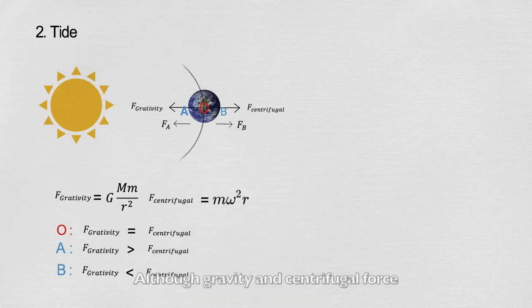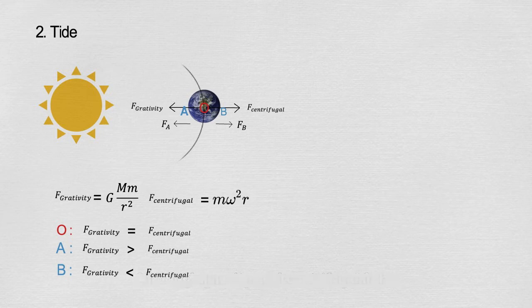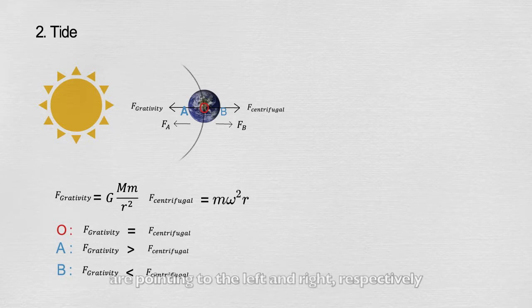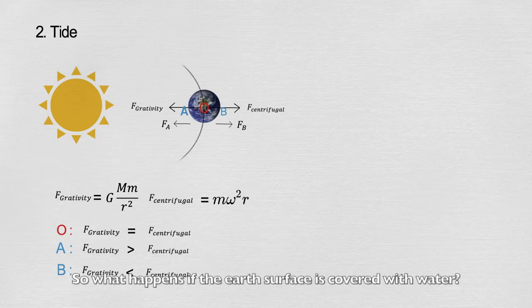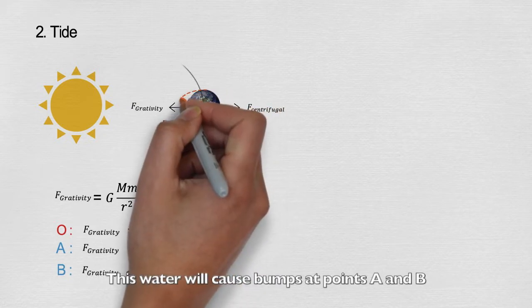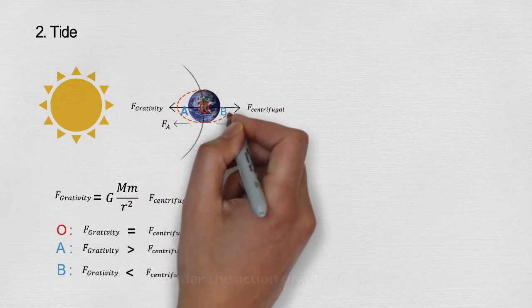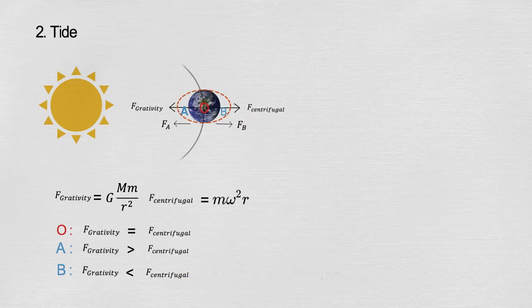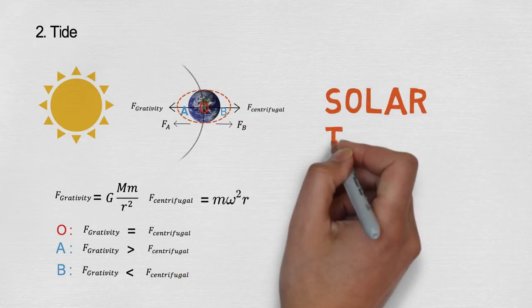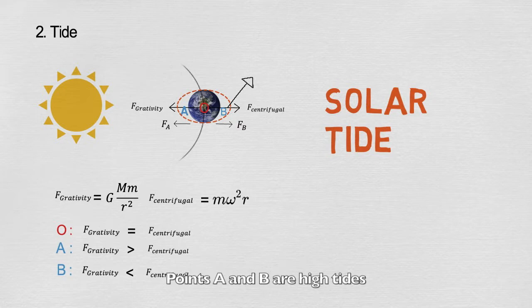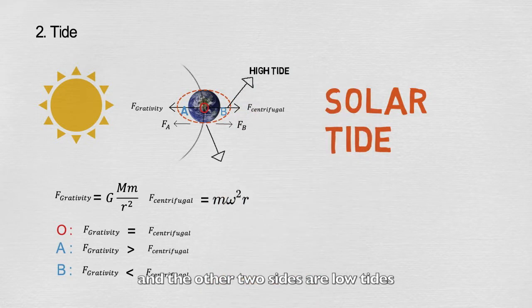In summary, although gravity and centrifugal force are equal at the center of Earth, they are different at point A and point B. The net forces at A and B are pointing to the left and right, respectively. So what happens if the Earth's surface is covered with water? This water will cause bumps at points A and B under the action of tidal force. This is the solar tide. Points A and B are high tides and the other two sides are low tides.